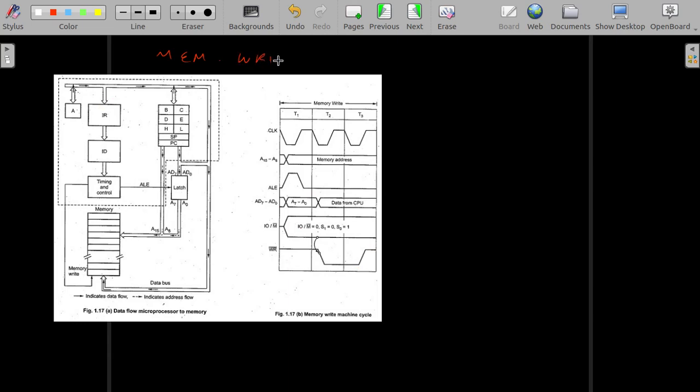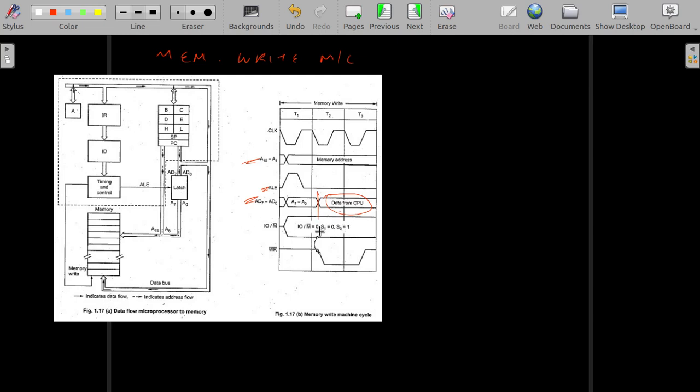Memory write machine cycle. Here the opposite thing is happening. Whatever is happening in the address and ALE is the same: the higher address byte, the lower address byte, and then from there it will be data. The thing is that here data is taken from the processor into the memory. The path changes, but the address is always from the processor to the memory. It never changes. The flow of data is bidirectional. Earlier it was from the memory to the processor. Now it is from the processor to the memory.